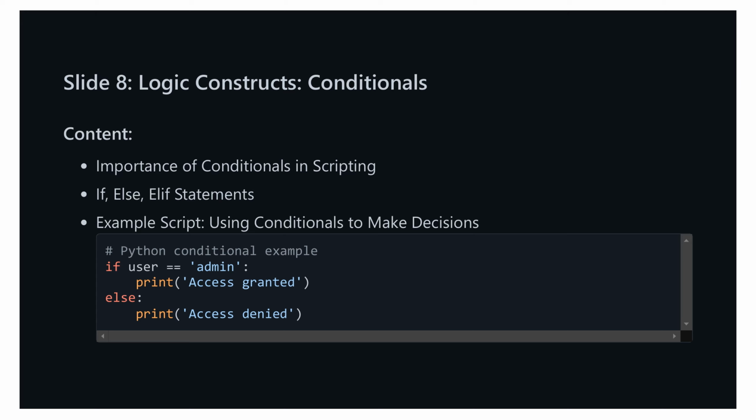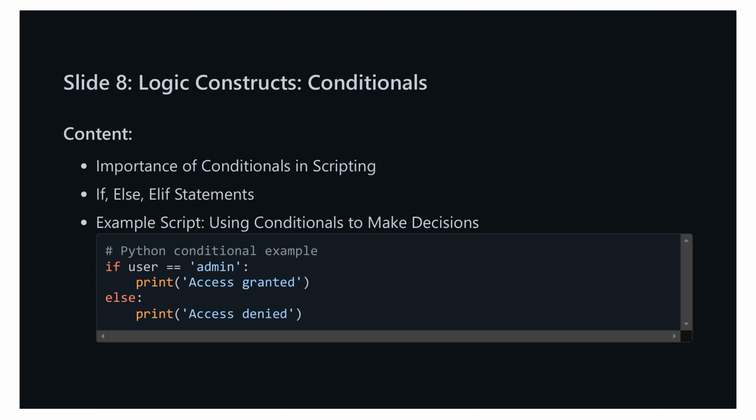Python: if user equals admin, print access granted, else, print access denied. In this script, if the variable user is equal to admin, the script prints access granted. If the condition is not met, it prints access denied. Conditionals are a powerful tool that can make your scripts more dynamic and flexible by allowing them to respond to different input and state conditions.